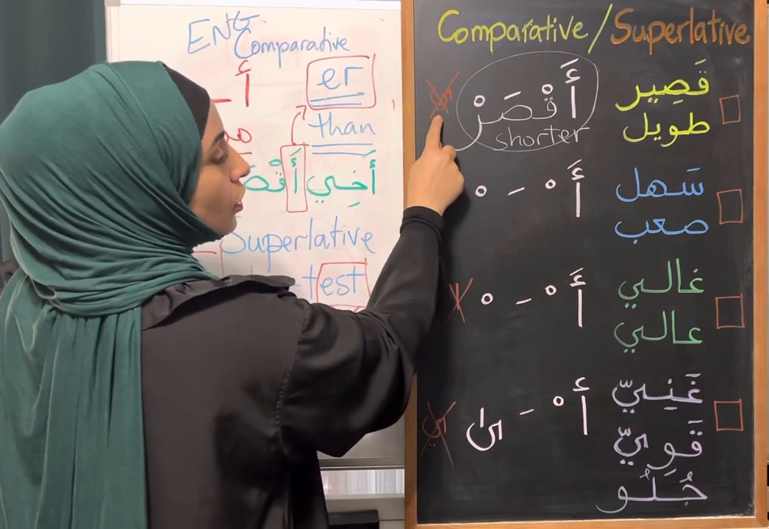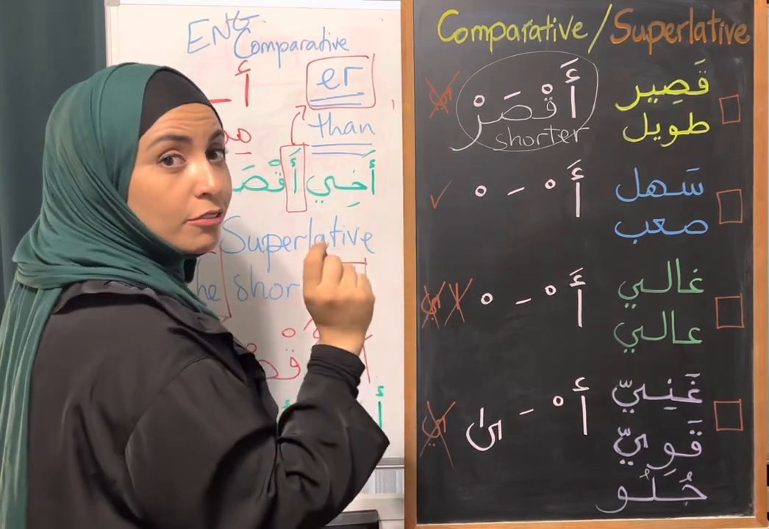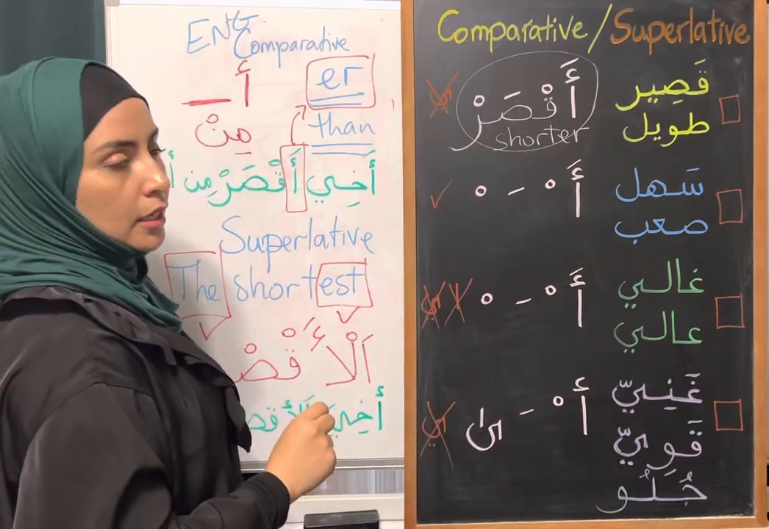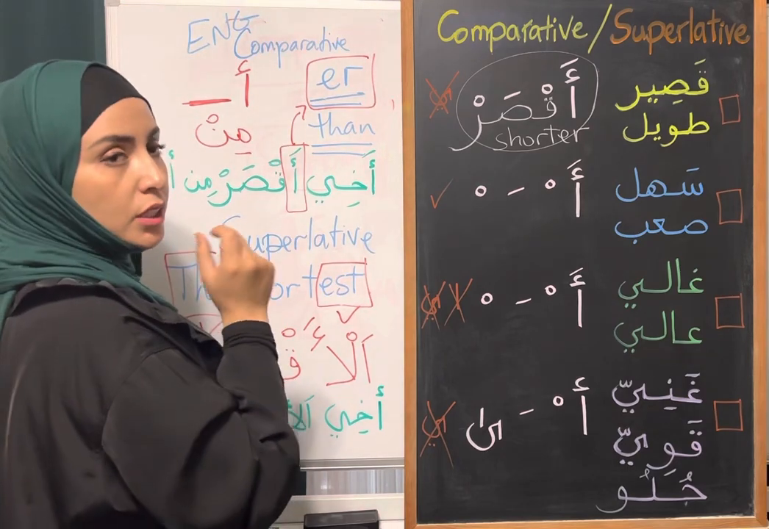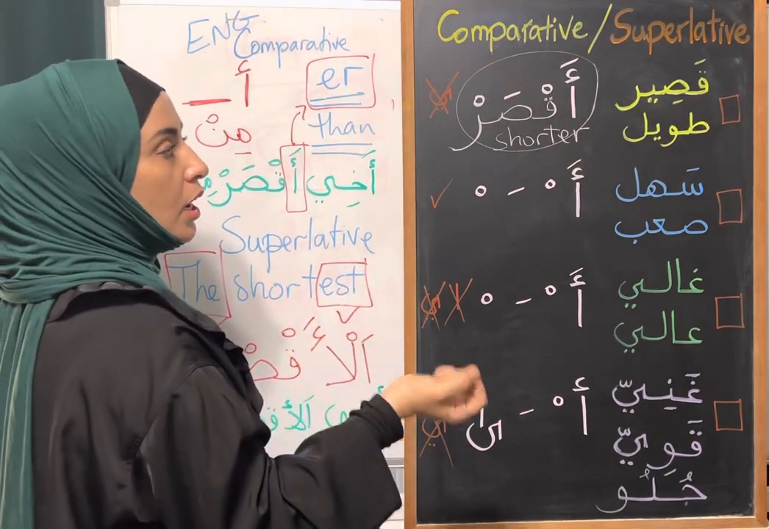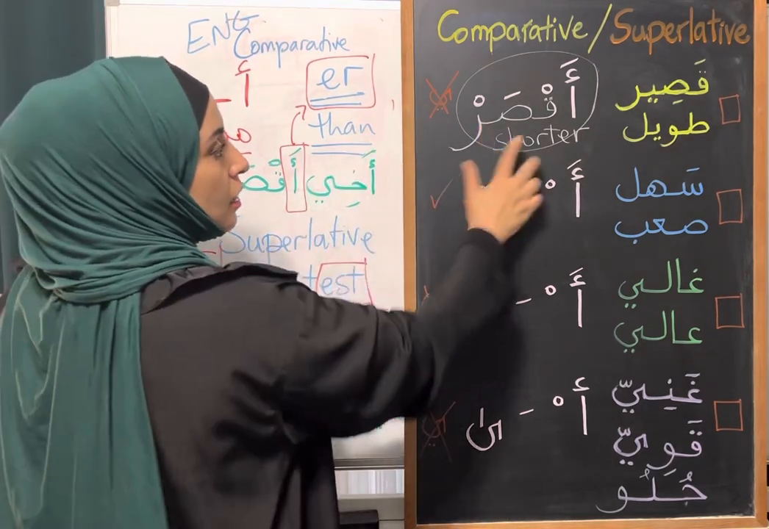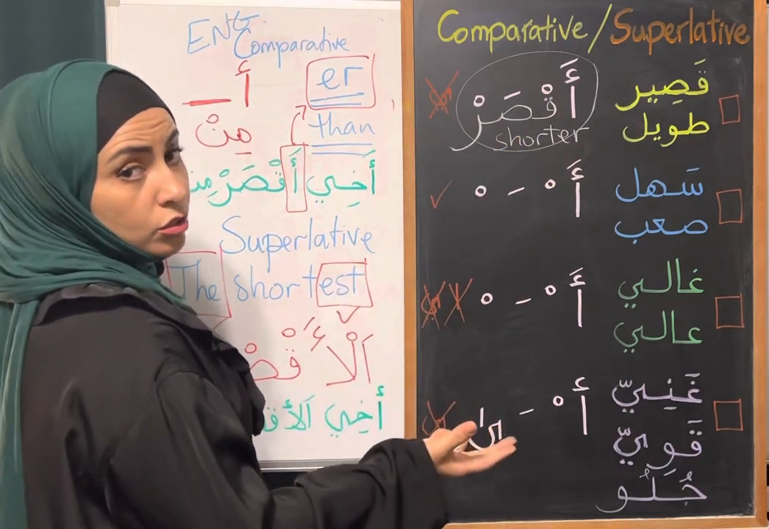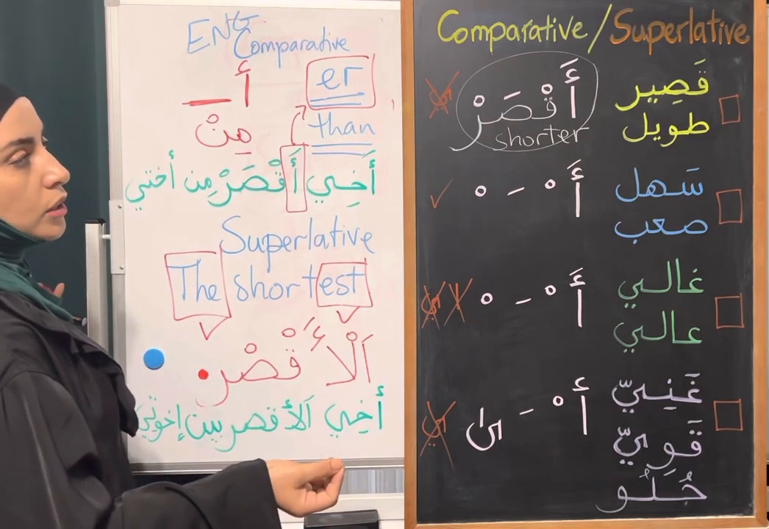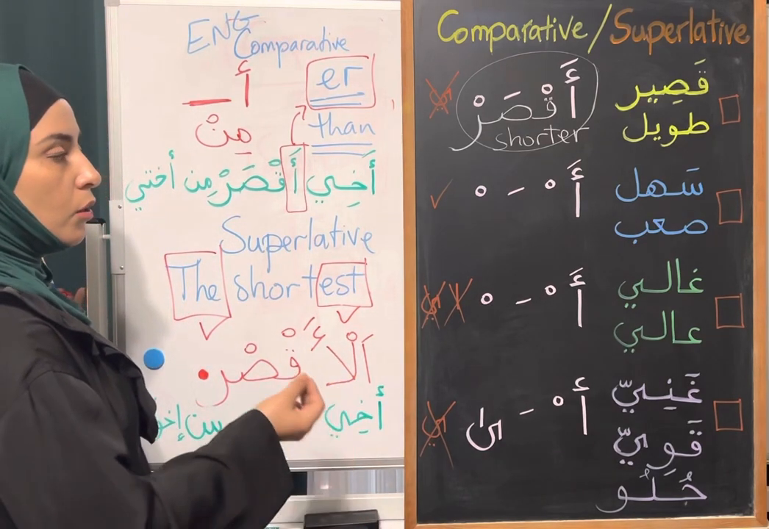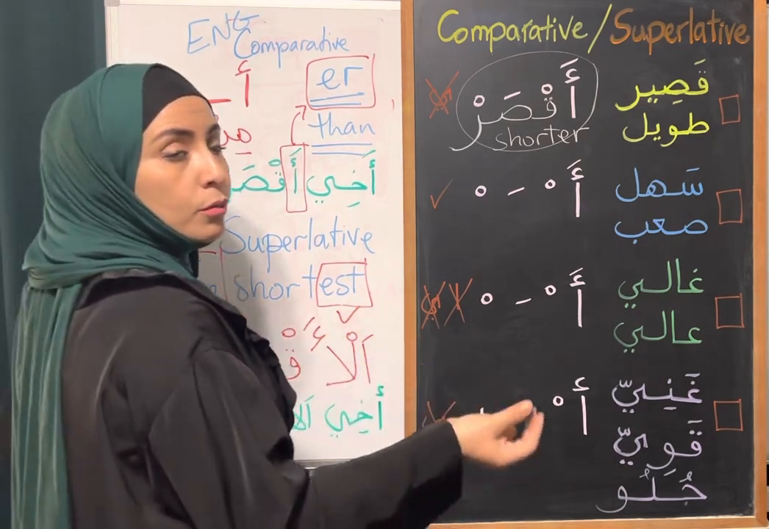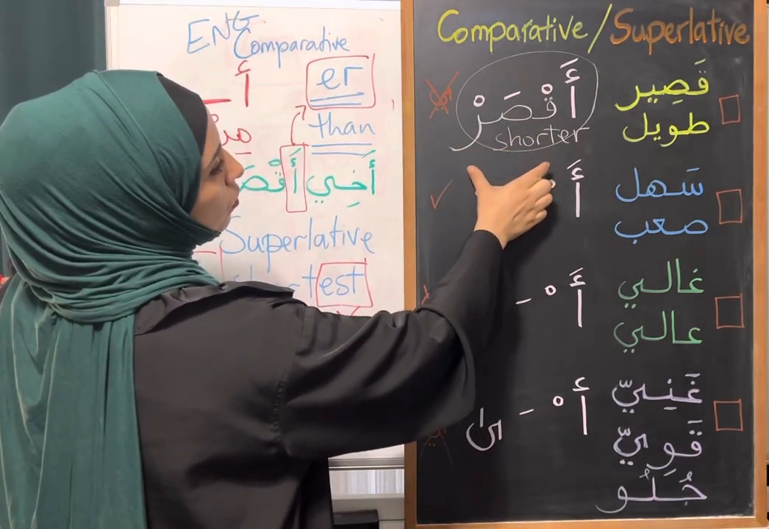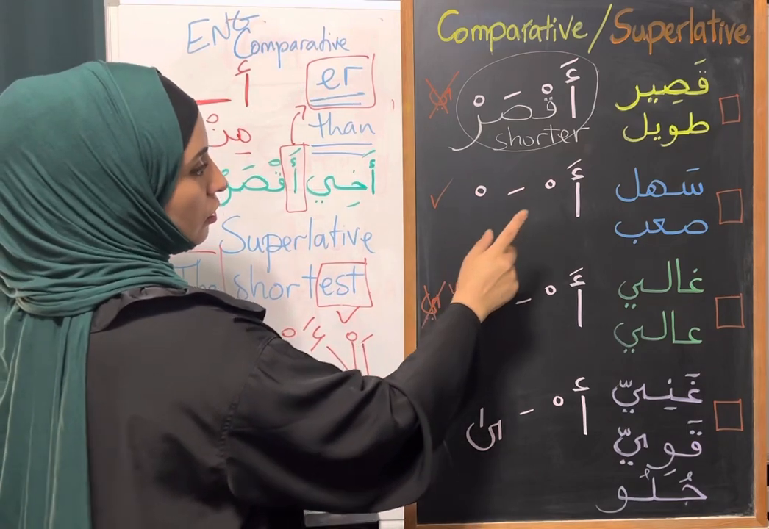Both of them do not have ya. And here's the fun fact. The superlative and comparative do not take gender. So if you're saying أختي أقصر من أخي or أخي أقصر من أختي, nothing is going to change in the comparative. Even when you're saying the superlative, أختي هي الأقصر, أخي هو الأقصر. Both of them will have the exact same form or the exact same word without reference to gender.